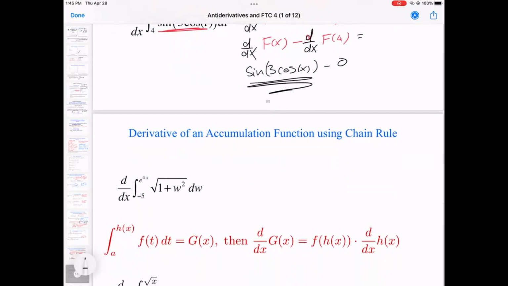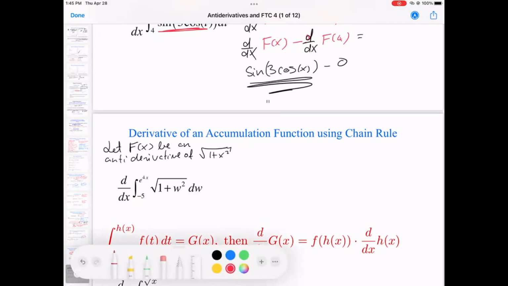So let capital F of x represent the antiderivative. Let capital F of x be an antiderivative of radical 1 plus x squared.